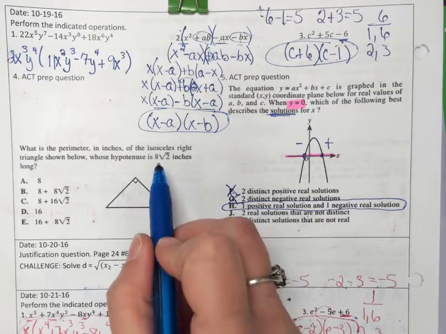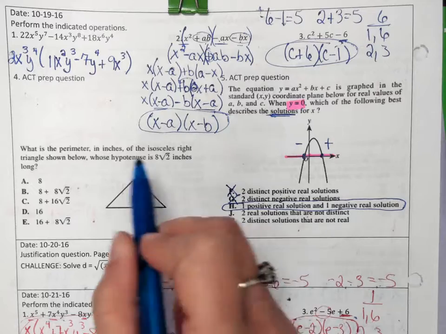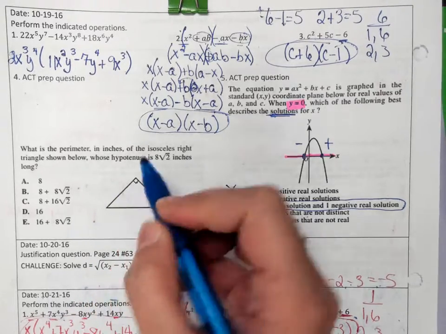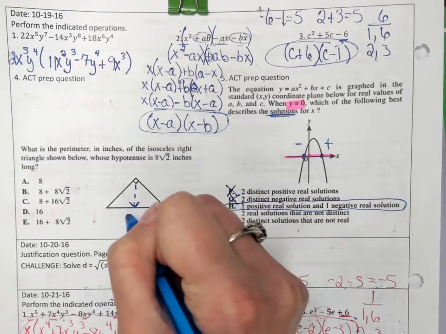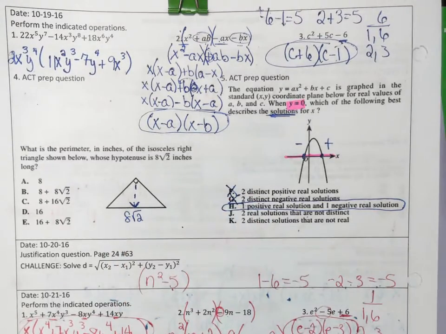So where does it say the hypotenuse? So where is the hypotenuse at? Where do I put the 8? Opposite of the right angle. Of the right angle, right? Here we go. So I like to just draw this so it points right to it. This is 8 square root of 2.